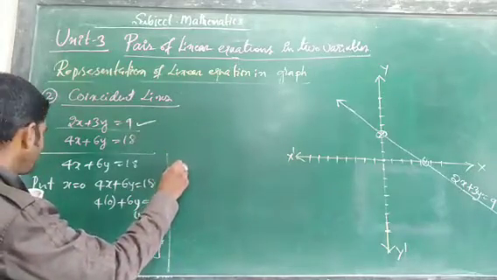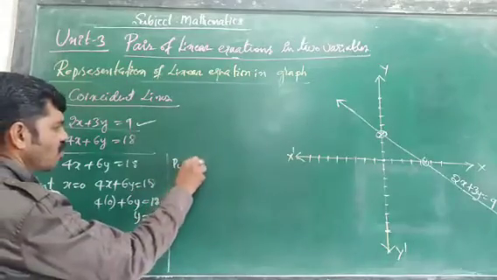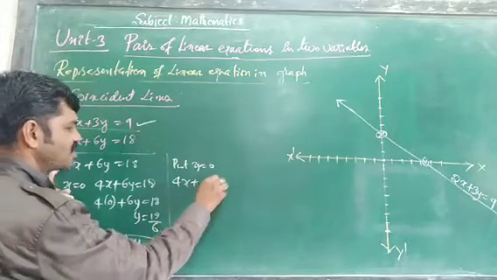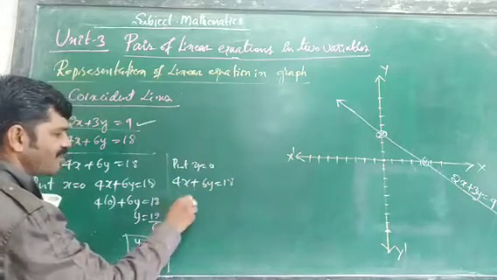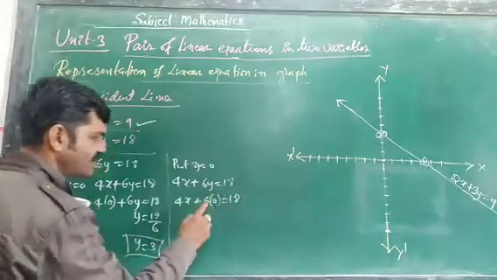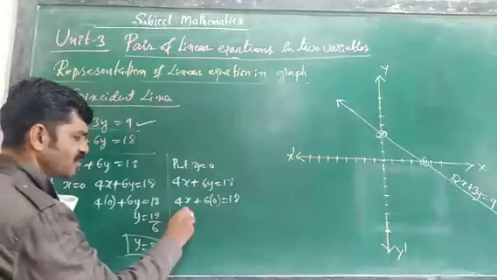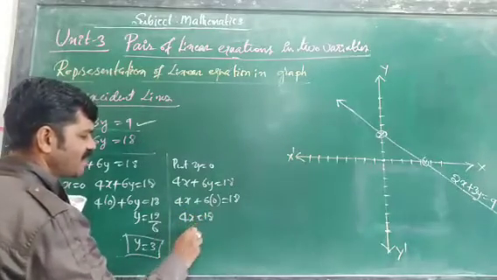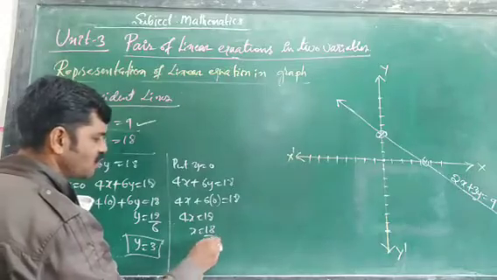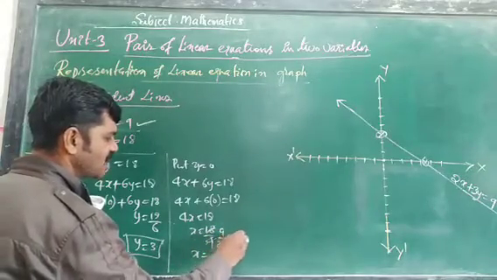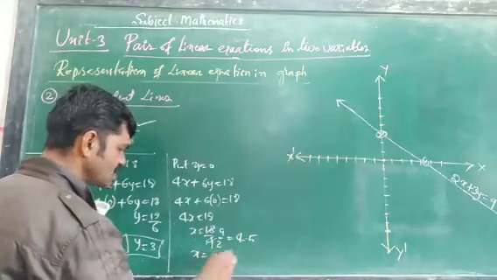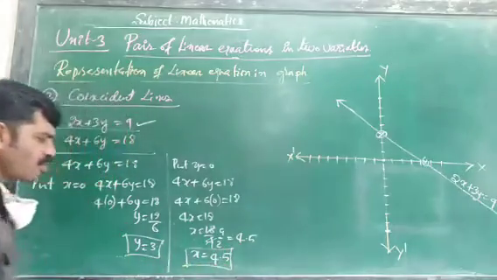Again in the same equation put y is equal to 0. We have the equation 4x plus 6y is equal to 18. 4x will be as it is. The value of y we have given, that is 0, is equal to 18. 6 into 0, that is 0. So 4x is equal to 18. x is equal to 18 by 4. x is equal to 4.5. So the value of x is 4.5.